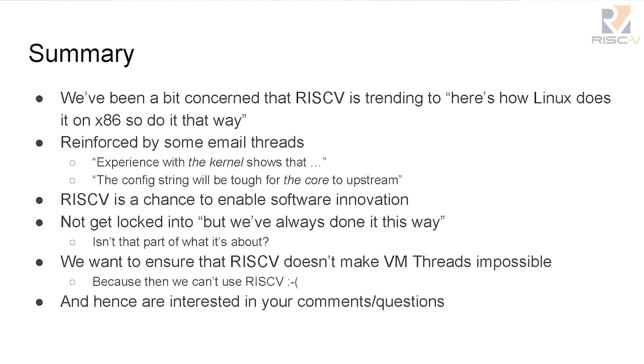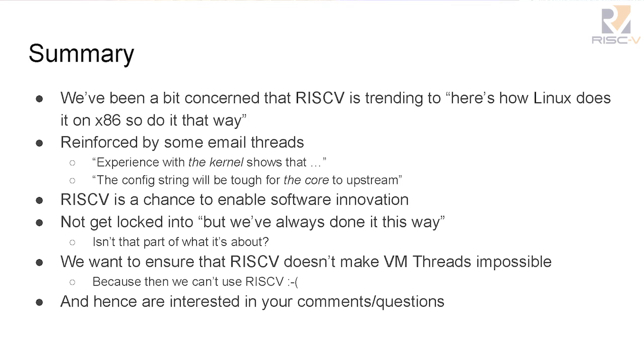Most of my work nowadays is not with Linux, it's with Acros. Or the config string is tough for the core to upstream. So we're thinking of actually either dumping the config string or not using the config string or having two strings, because, you know, the config string is actually a pretty nice idea. It's really easy to wrap the config string in other things and create arrays of config strings and do a lot of good stuff.